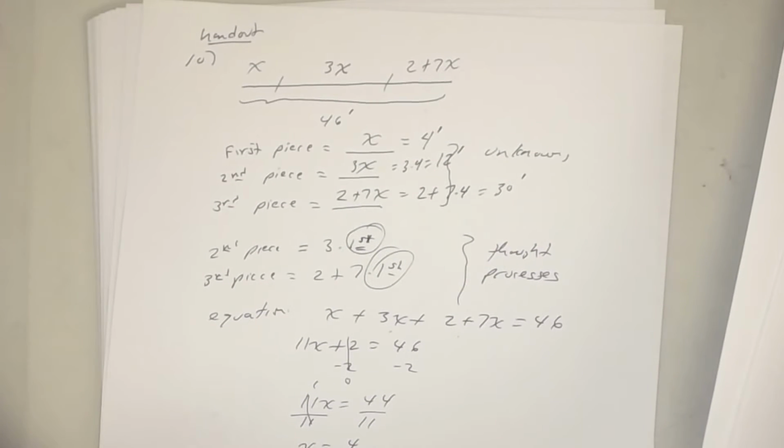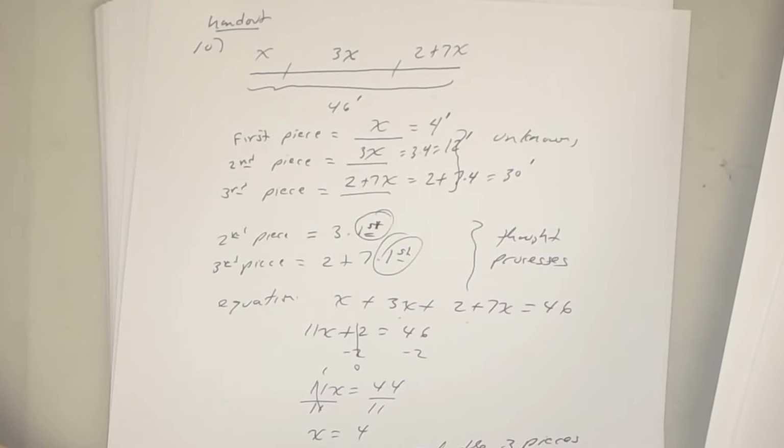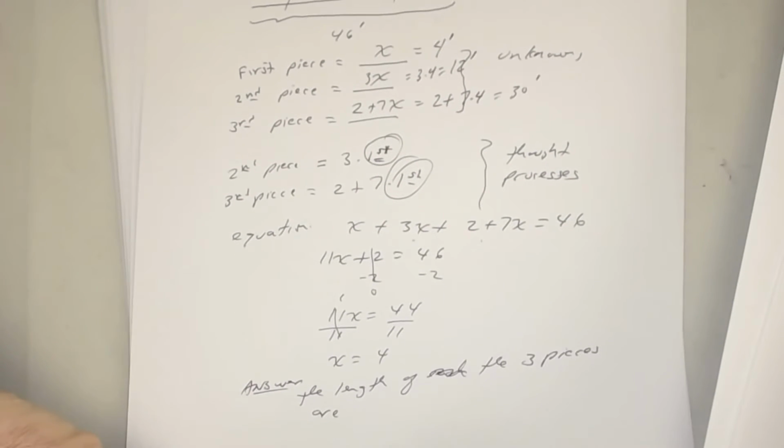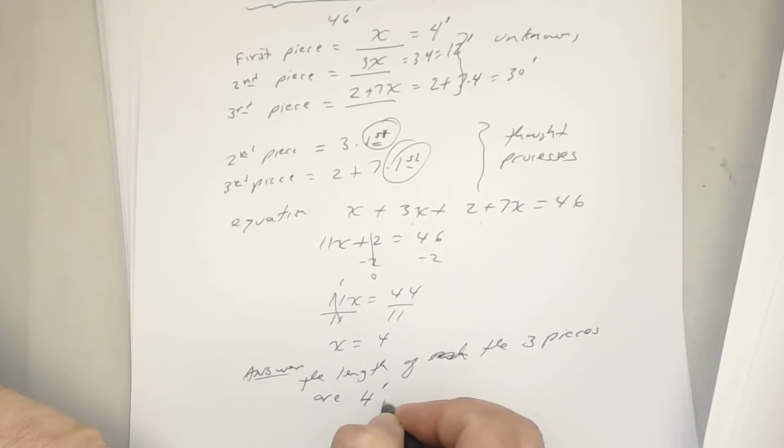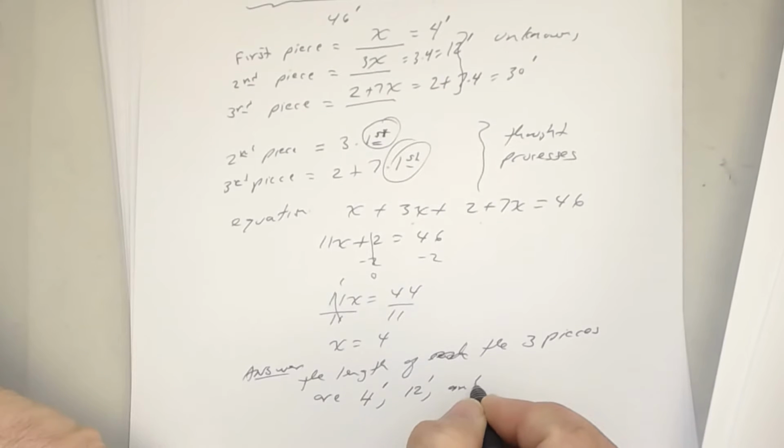All right, so to answer the problem, find the length of the pieces. You can say the length, or you can say the length of each piece is. 4 feet, 12 feet, 30. Yeah, it's fine. Length of the 3 pieces are, and they are 4 feet, 12 feet, and 30 feet. Okay?